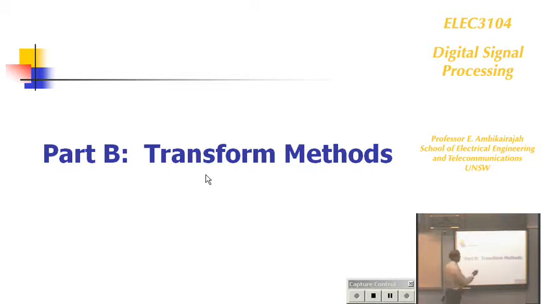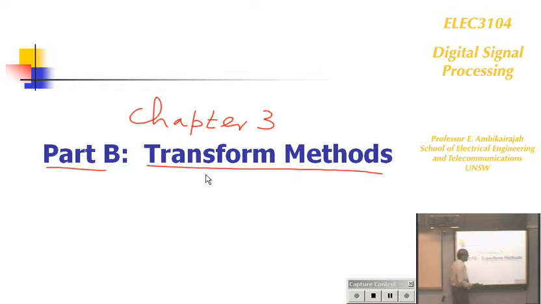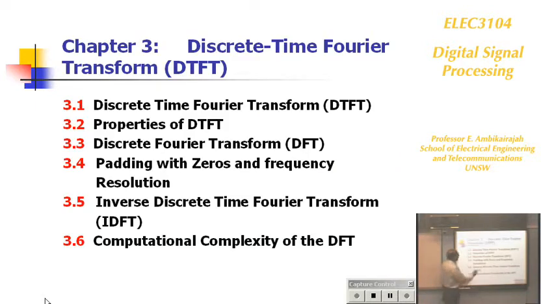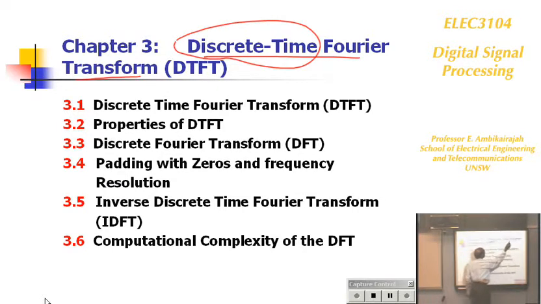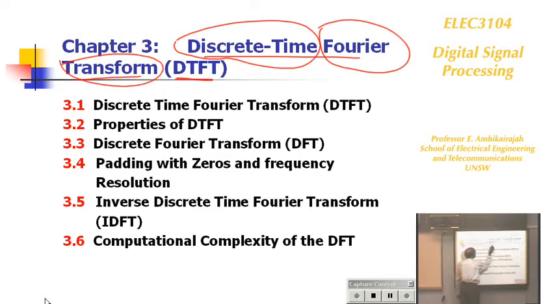Okay, we are on Chapter 3, Part B, Transform Methods. This chapter is dealing with Fourier transform, discrete time Fourier transform, and also fast Fourier transform and its applications. So it's mainly discrete time Fourier transform, basically a discrete time signal, and you're taking the Fourier transform of that. That's the basic idea. It's called discrete time Fourier transform.